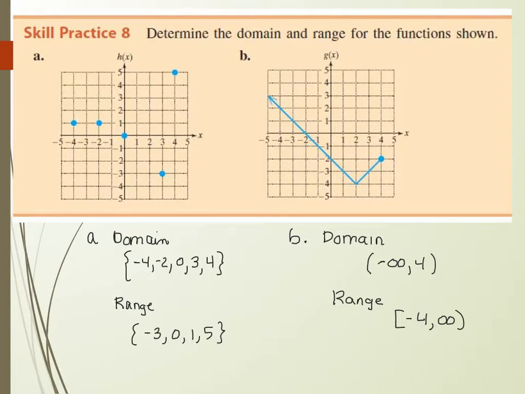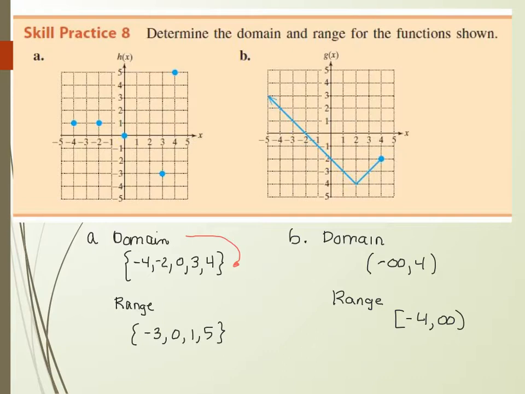In our practice skill 8, determine the domain and range for the following functions shown. So you'll notice in part A we just have points, and when we only have points in our coordinate system, we just represent those in set notation. So the domain for A is just the points that represent the points in space, which is minus 4, minus 2, 0, 3, and 4. Those are the x values. And the range values then are just those that are on the y values, which is minus 3, 0, 1, and 5.